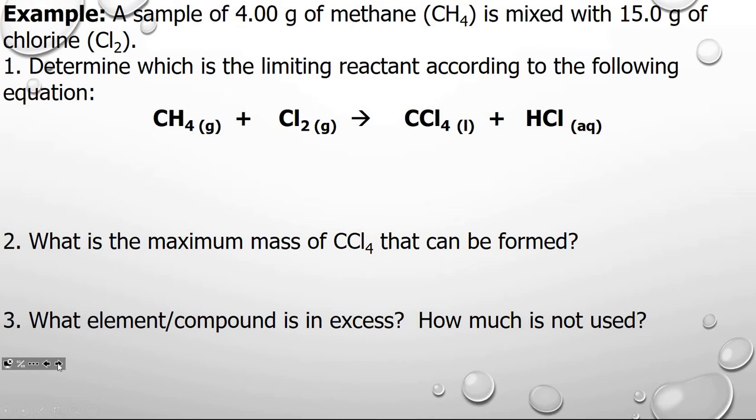Here we have an equation. So we have given to us 4 grams of methane. This is what I do when I have a problem like this. I write the equation out, and either above or below, I put what they gave me. I have 4 grams of methane, and I have 15 grams of chlorine, so I don't get them screwed up. They want to know what's the limiting.